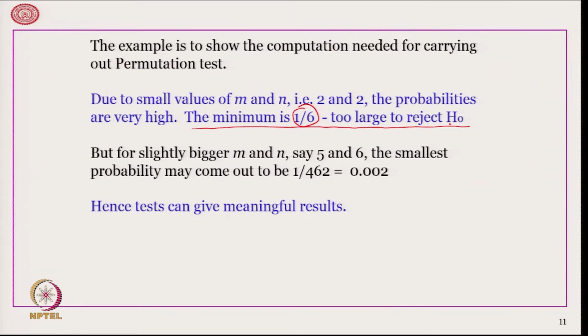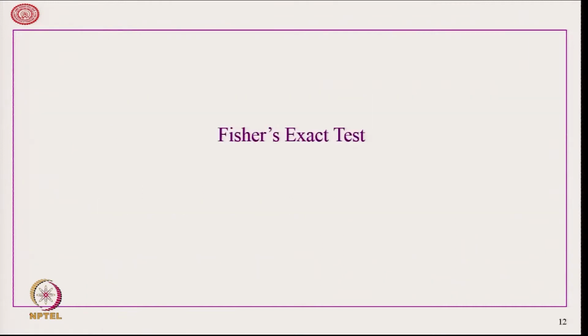But for slightly higher values of m and n, say suppose we have taken 5 and 6 to be the sample sizes from the two populations, then the smallest probability may come out to be 1 upon 462, which is 0.002, and therefore, when we apply the permutation test there, we could get some meaningful result even at 5% level or 1% level of significance. Let us now go to the next test, which is called Fisher's exact test.